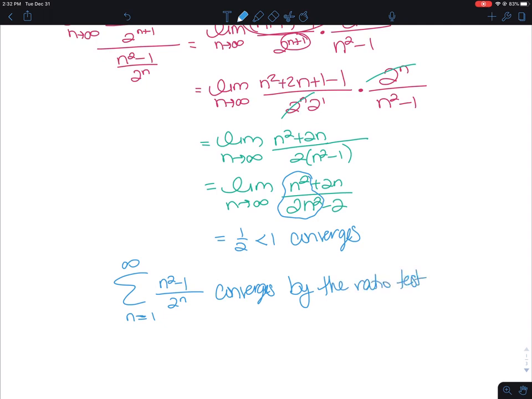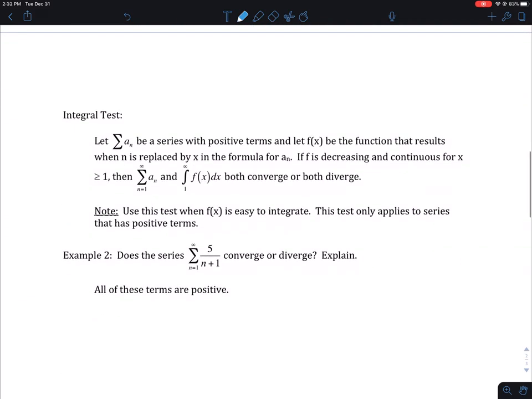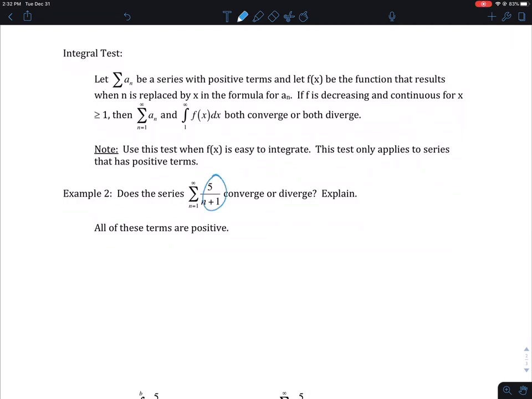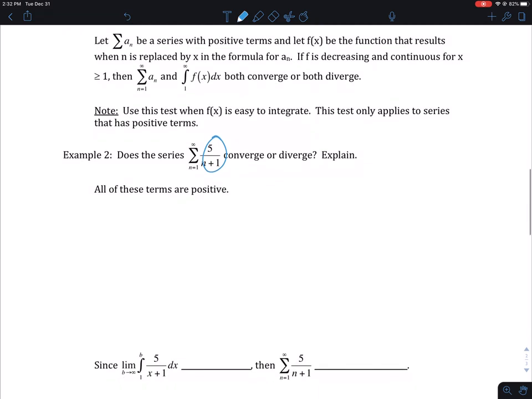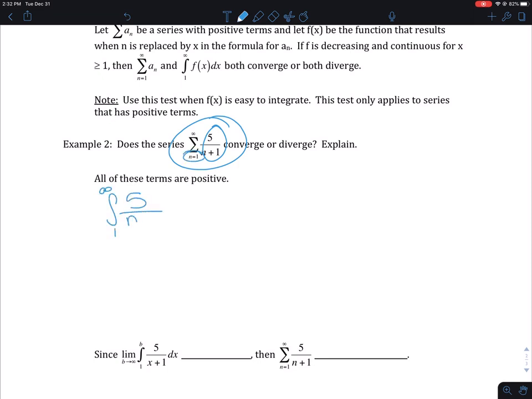Now let's look at another test, what's called the integral test. We use the integral test when it's easy to take the antiderivative of something. I look here, and it's really easy to take the antiderivative of it. So we would do the integral test, which is why improper integrals are really important. I'm going to take the improper integral. I'm going to change this whole series to the improper integral from 1 to infinity, because I have n equals 1 down here, of 5 over n plus 1.